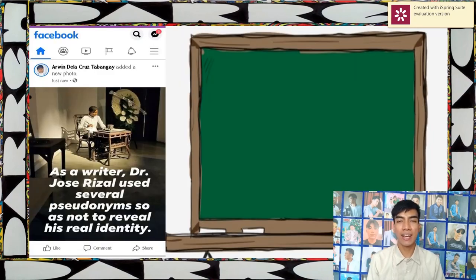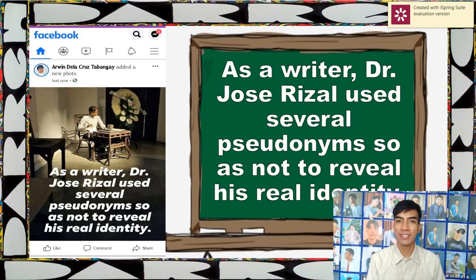Let's take a look again at this example or this post. As a writer, Dr. Rizal used several pseudonyms so as not to reveal his real identity. So let's underline the unfamiliar term, which is pseudonyms. If we take a deeper look at the sentence, we could see clues to the meaning of the term. Let's encircle the word writer and connect it to the phrase so as not to reveal his real identity.